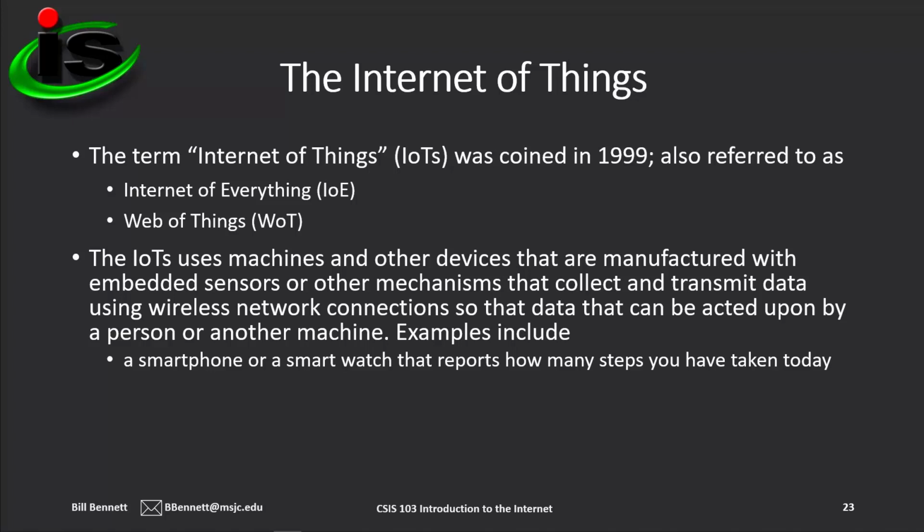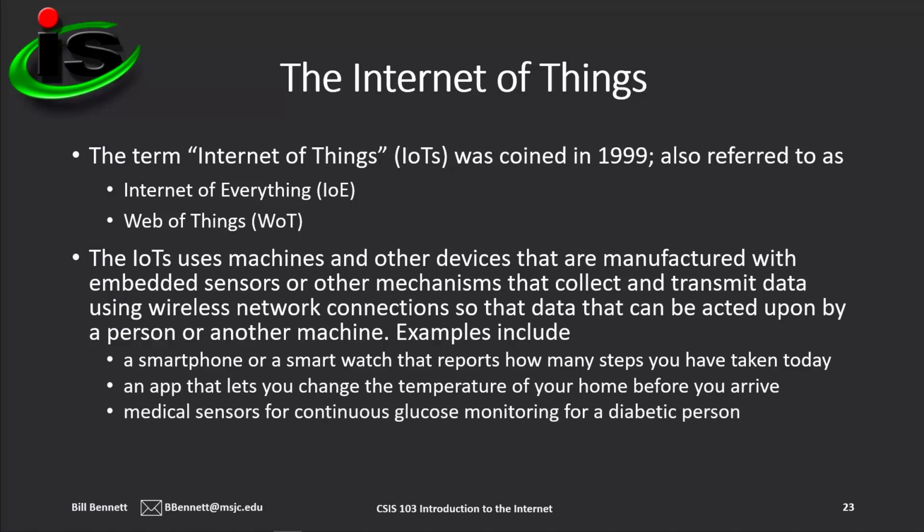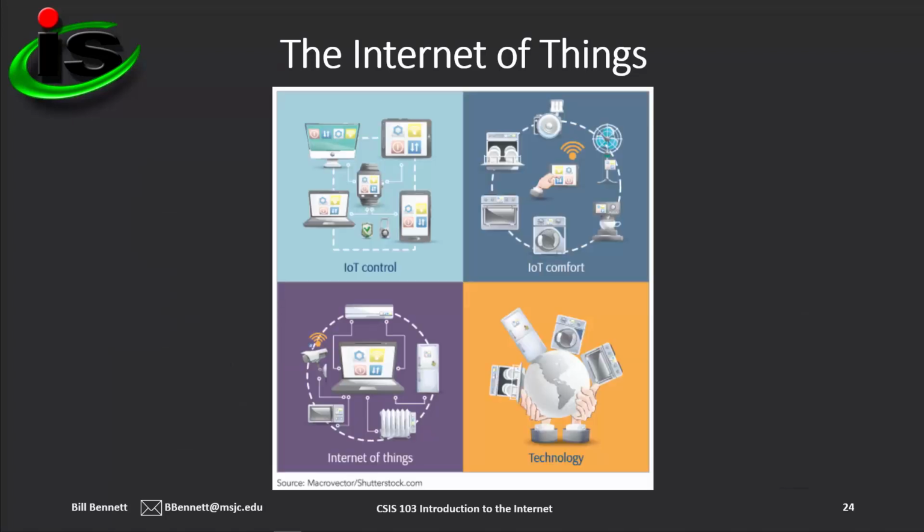Examples of IoT devices would include a smartphone or a smartwatch that reports how many steps you've taken today, an app that lets you change the temperature of your home before you arrive, medical sensors for continuous glucose monitoring for a diabetic person, or a heartbeat monitor for someone with an irregular heartbeat. How does this data interact and reach you?